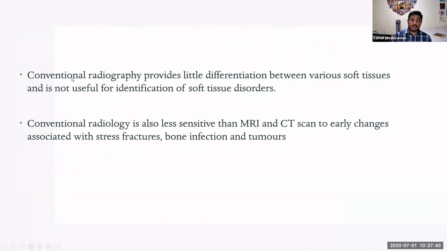So conventional radiography provides little differentiation between various soft tissues and is not useful for identification of soft tissue disorders. Conventional radiology is also less sensitive. When I say conventional radiography, it means the X-rays. It is also less sensitive than MRI and CT scan to early changes associated with stress fracture, bone infection, and tumors.